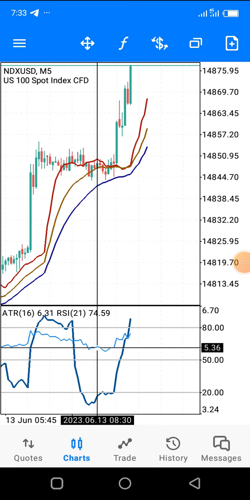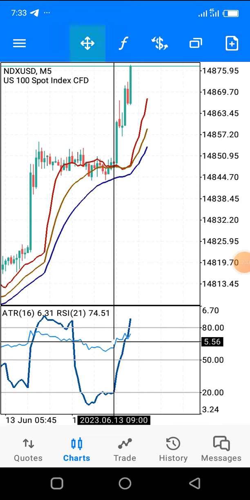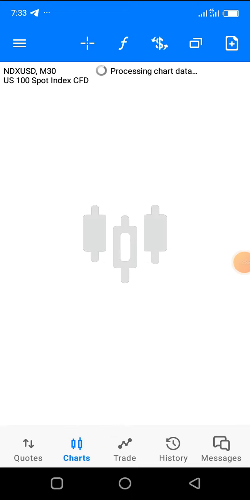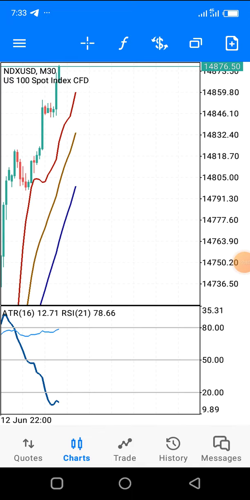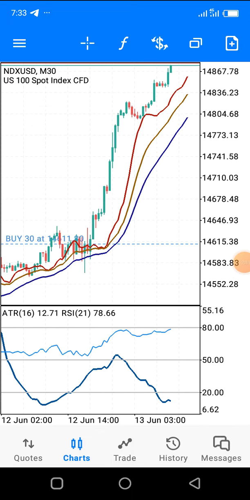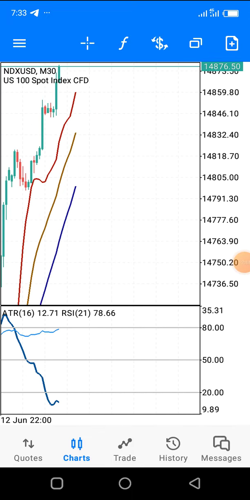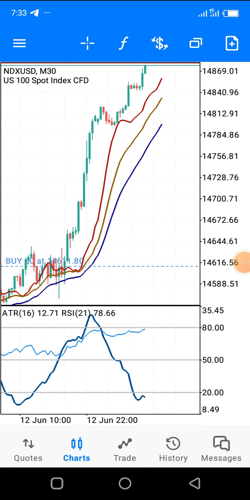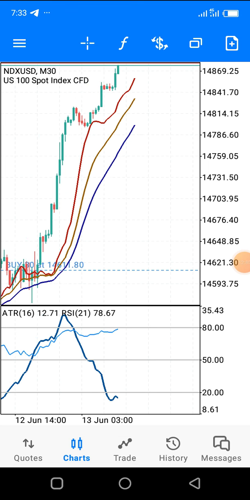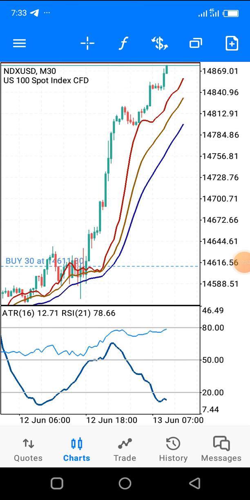So this strategy works for all time frames, preferably 5 minutes to 30 minutes. It can be used for scalping and also to hold trades. As you can see right here, I've been holding this trade since yesterday, for 24 hours now. I'm still holding on to it.